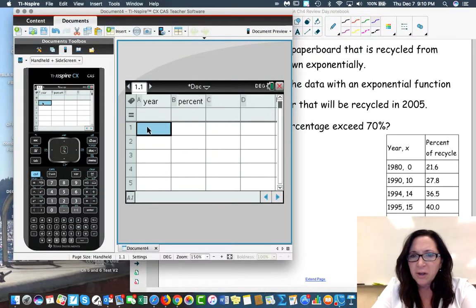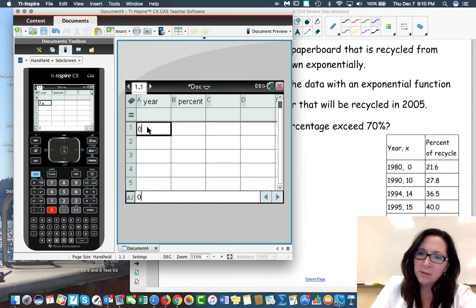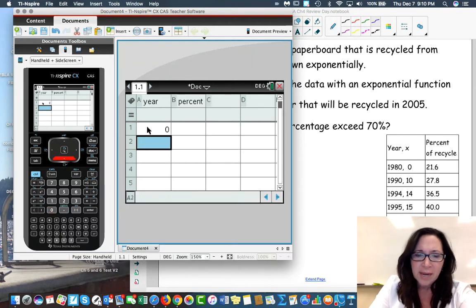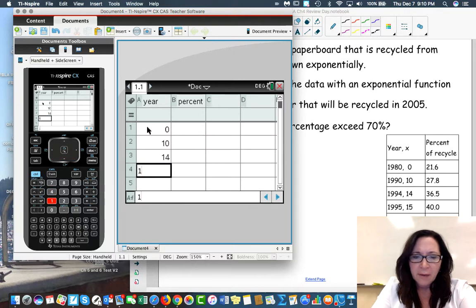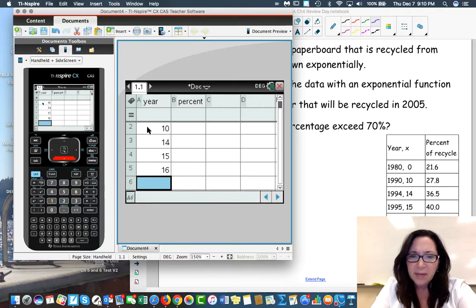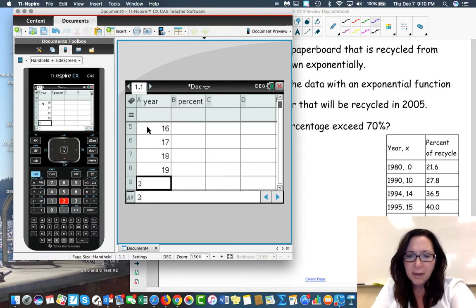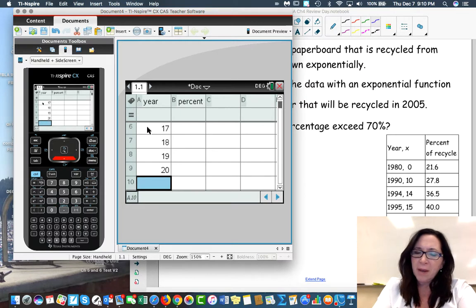The next thing you're going to do is plug in your years, and we're going to, again, start at 0 years, which represents 1980. You're not going to forget that. That's in your little chart right there. You're going to go down. Now you have 10, then you have 14, 15, then we have 16, 17, 18, 19, and 20. Keep in mind that you do have to click out of the 20.